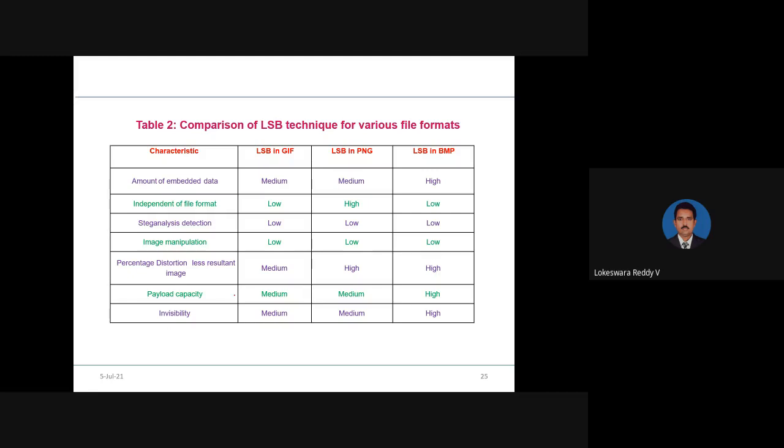Next, payload capacity is medium in some formats, and payload capacity is high in the bitmap file. Invisibility is medium and high. These are the things I observed.